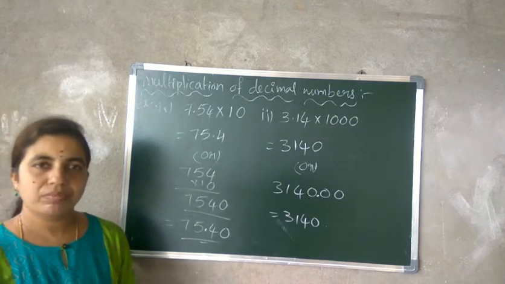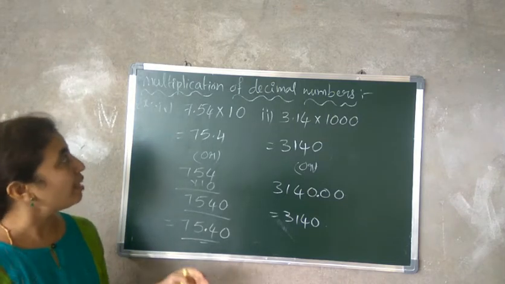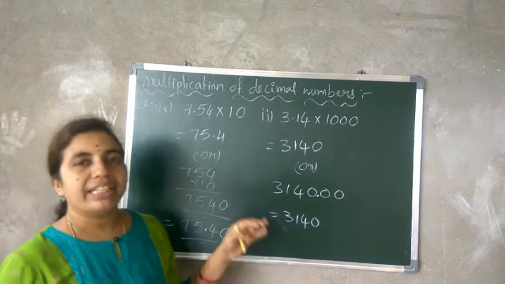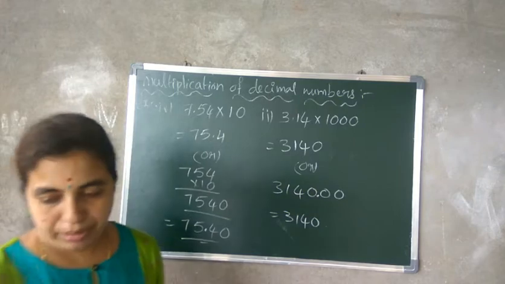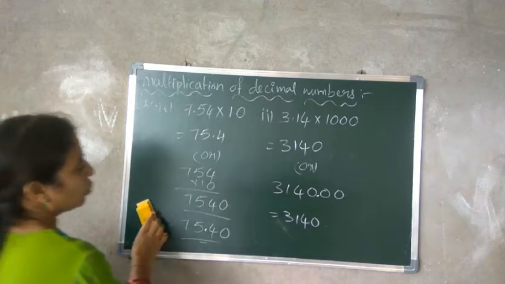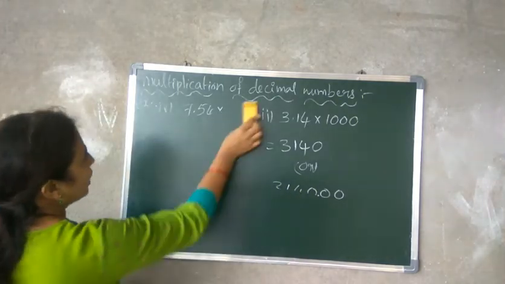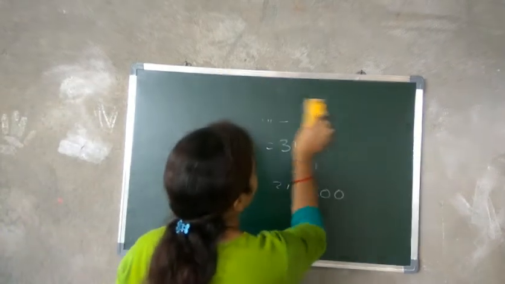Nothing will change. Okay, now this is about multiplication of decimal numbers. Then I'll explain division of decimal numbers, how to divide two decimal numbers.